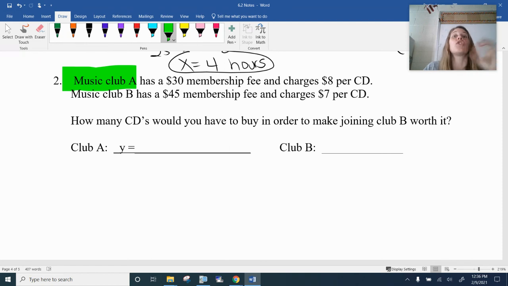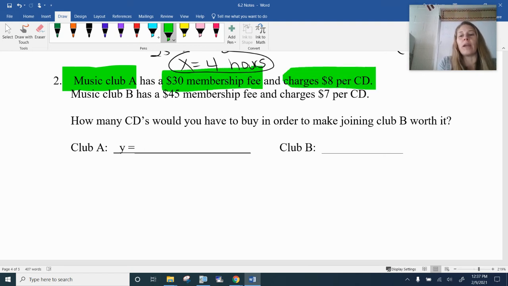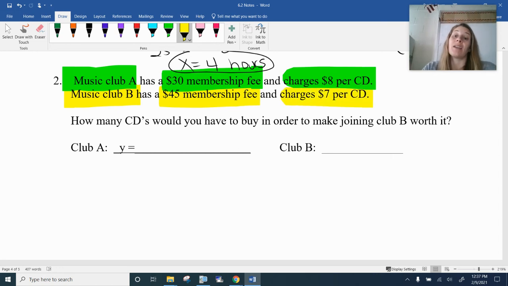But if you want to purchase albums to keep and download, and then you end your subscription, you still have them, maybe at a cheaper price. Same idea. The first club has a $30 membership fee, and then they charge you $8 per album, which is pretty cheap. Club B has a more expensive membership fee, but they charge you less per album. So my guess is that if you really like to purchase albums and keep and download them, you might want to spring for the higher membership fee because you're going to get it cheaper per album for the downloads.